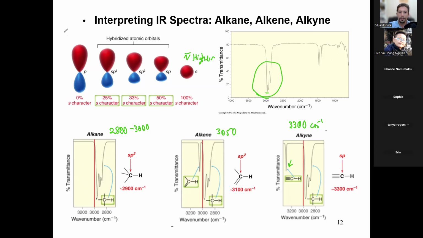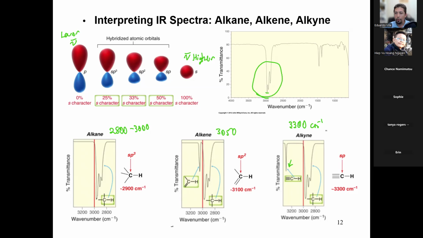The closer you get to P, you have a lower wave number, less energy. And that makes sense, right? S and P: s is strong, sp3 is weak. The more P's you add, the weaker the bond. Any questions so far? I think we have a few questions here. Let's see.